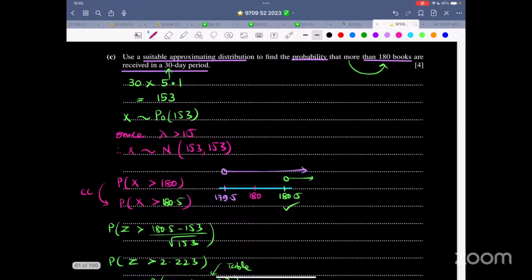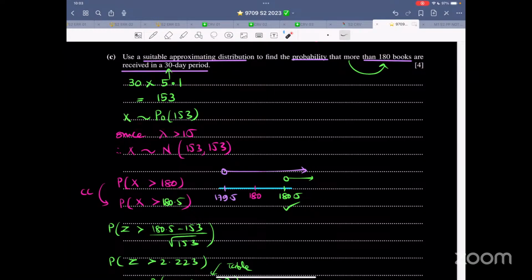Now the next part. Again, read this question. It says, use a suitable approximation to find the probability that more than 180 books are received in a 30-day period. So more than 180 books. How would you get this? More than 180 will come up later. Before that, we are talking about 30 days. So take 30, multiply with 5.1. That comes out to be 153. All good? X follows the Poisson distribution with 153.